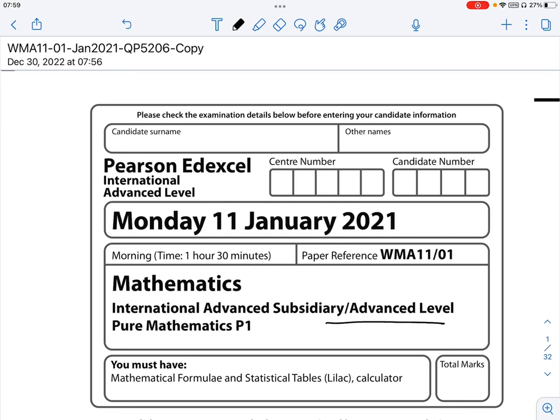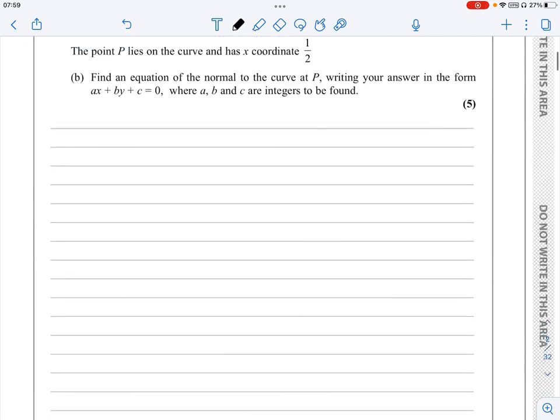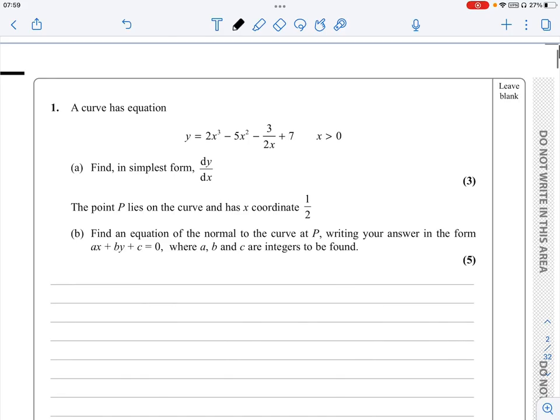IAL, January 2021, Pure Mathematics 1. So, question number 1: a curve has the equation y equals 2x cubed minus 5x squared minus 3 upon 2x plus 7. Find dy by dx in the simplest form.